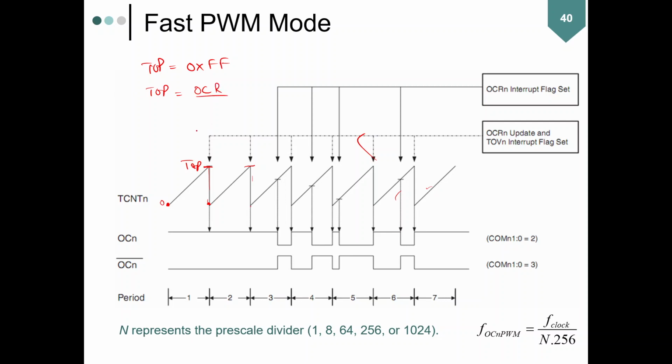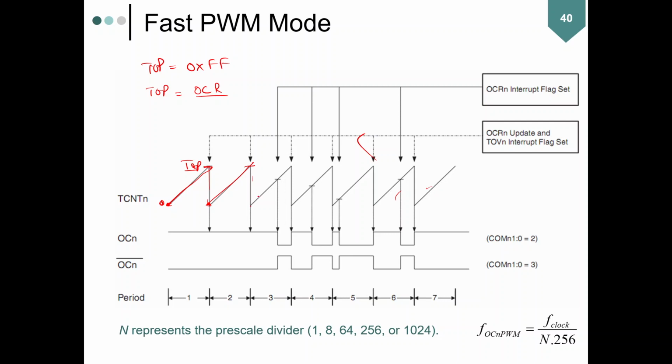Okay, so let's just take the first case. Suppose this is the top. Now what will happen is that your timer is going to start counting from 0 up to top. So it is counting from 0 up to top, nothing is happening. Then again counting from 0 up to top, nothing happening.